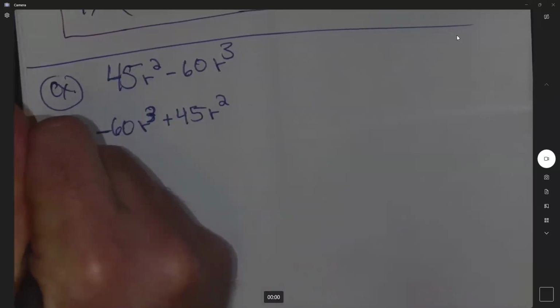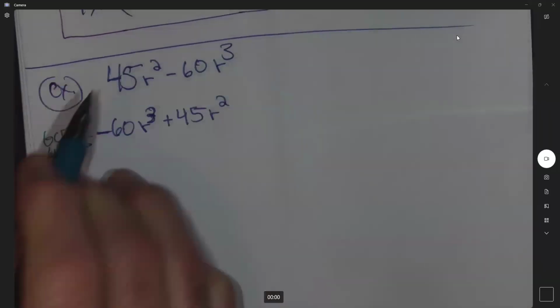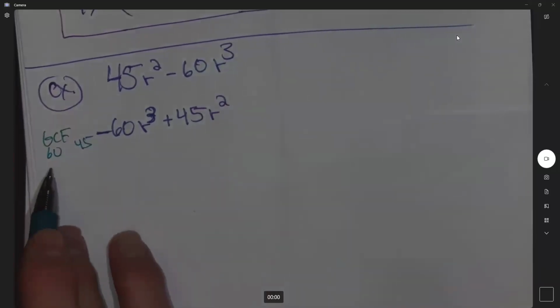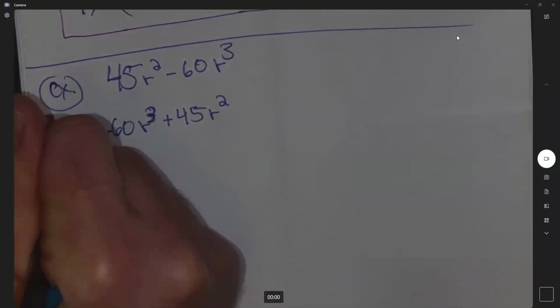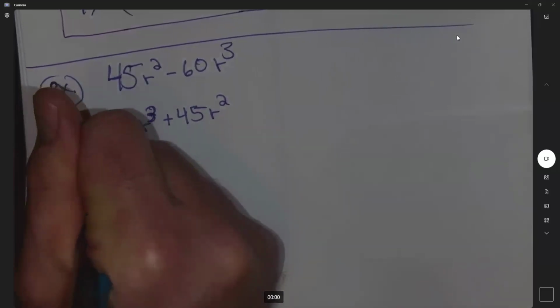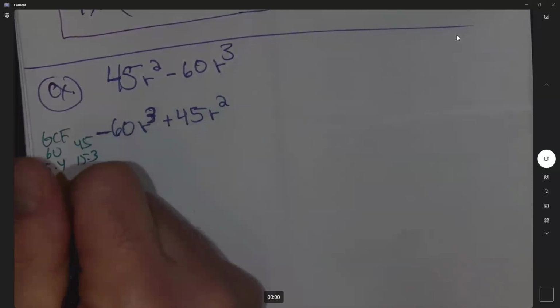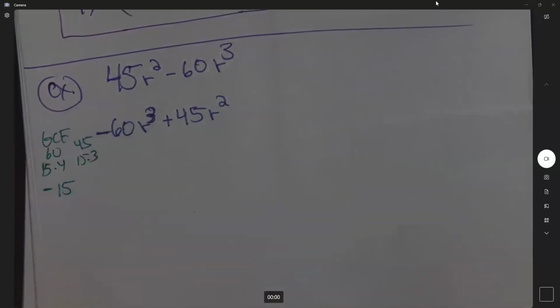I'm also going to look at the numbers 60 and 45. They won't go into each other, but 15 will go into both of them. 15 times 4 is 60, and 15 times 3 is 45. And so I'm going to pull out a negative 15.